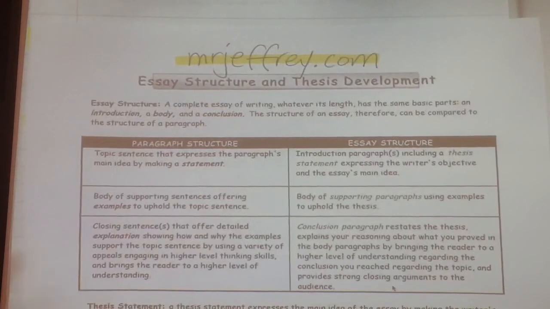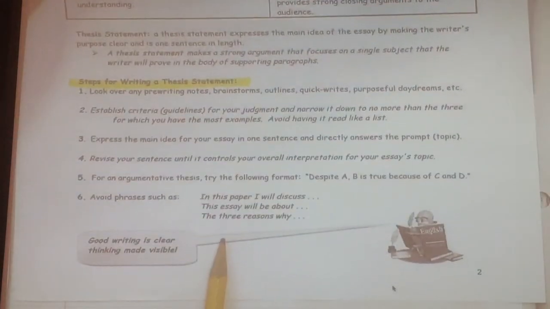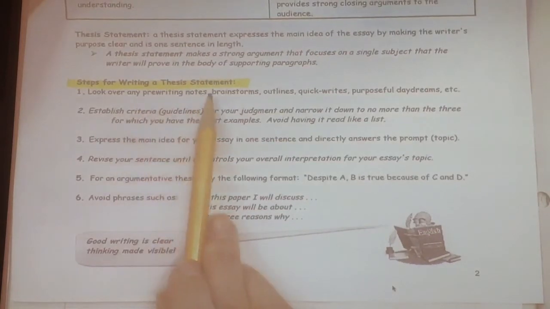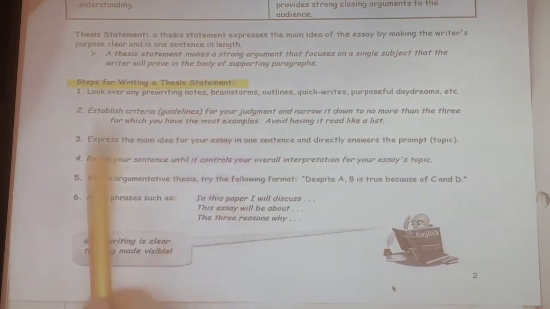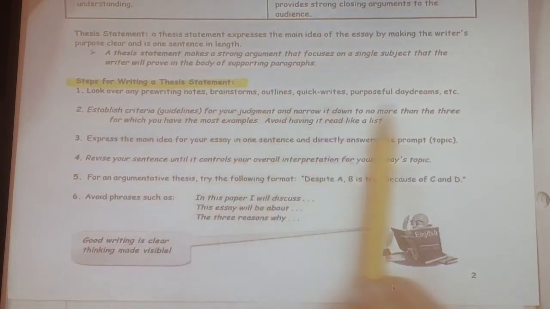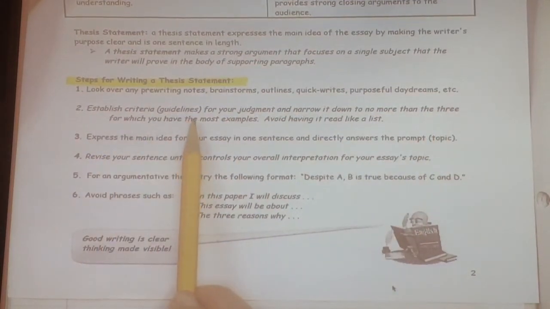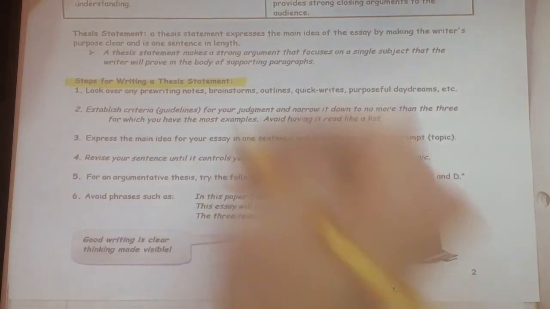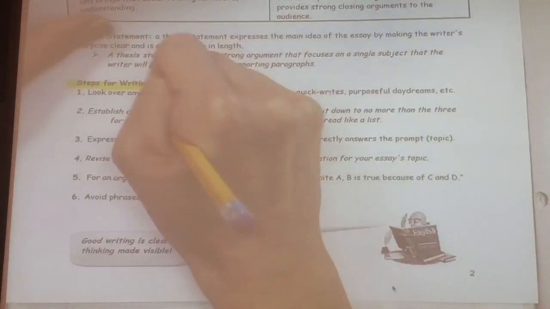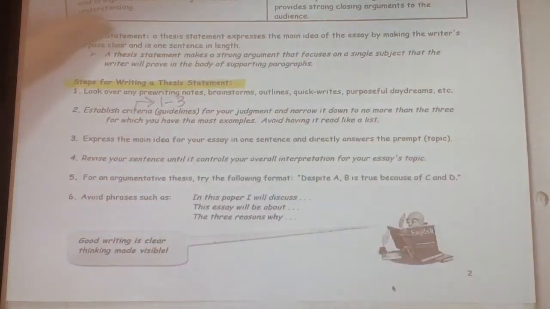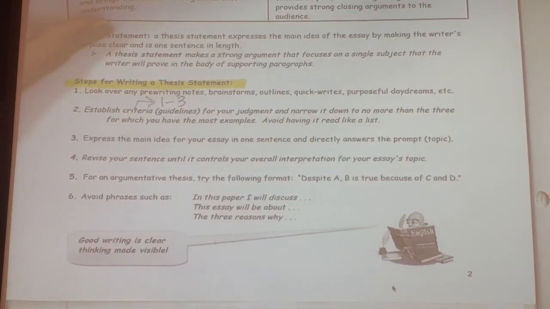I'm using MrJeffrey.com, and I'm using the bottom portion of this handout looking at the steps for writing a thesis statement. So we've already looked over our pre-writing or brainstorm notes. Now we're establishing our criteria or guidelines. We can only, and we should only, come up with 1 to 3. Then those become our body paragraphs.